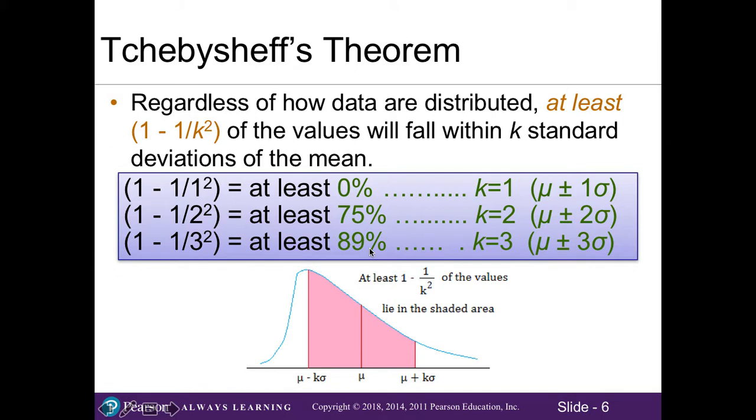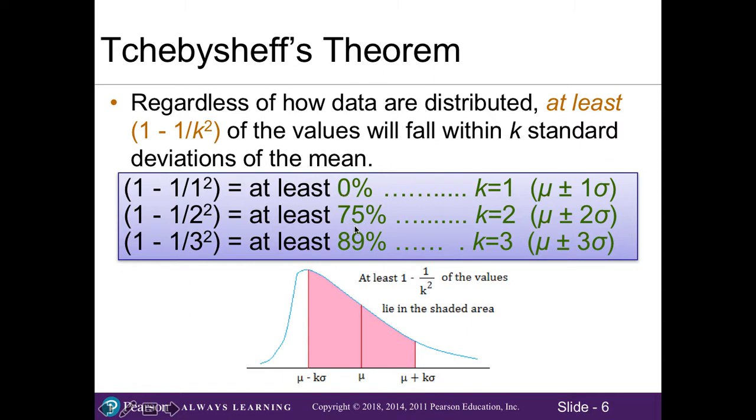Tchebysheff's theorem also tells us that at least 89% of all of our data values will fall within 3 standard deviations of the mean. Again, because we're being conservative, we don't know anything about the data as it relates to 1 standard deviation of the mean. Hence, we have at least 0. So can't really do much with it.